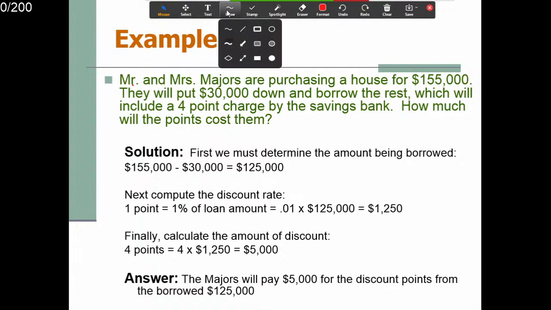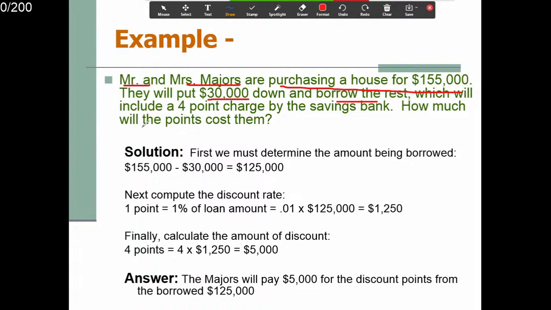Alright, let's look at another example, okay? Mr. and Mrs. Majors, 夫妻 Majors, are purchasing a house for $155,000. 他买房子是15万5, okay? They will put 30% down. I mean, $30,000 down. 他们放3万块首付 and borrow the rest, which will include a 4-point charge by the savings bank.